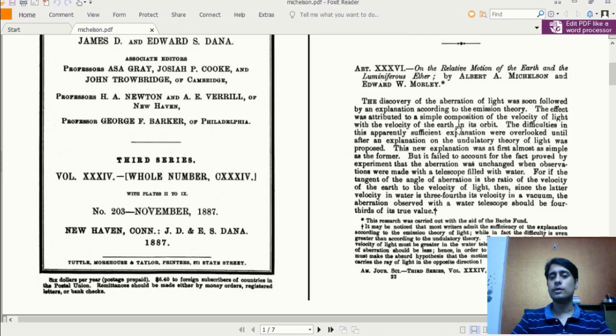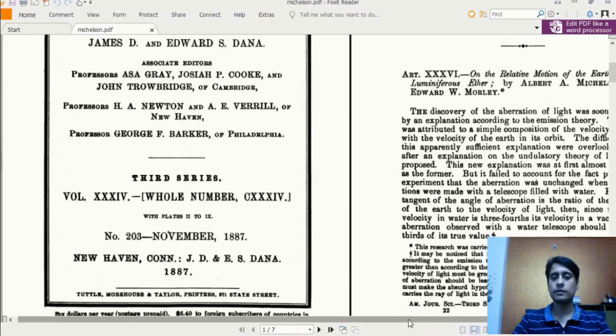The difficulties in this apparently sufficient explanation were overlooked until after an explanation by the undulatory theory of light. Here the name undulatory theory of light refers to the wave theory of light, which was proposed later, mainly after the experiments of Young. This new explanation was at first almost as simple as the former. So the undulatory theory, or the wave theory, was now going to explain the aberration of light, but again it failed to account for the fact proved by... let's zoom it so that it would be visible for you.